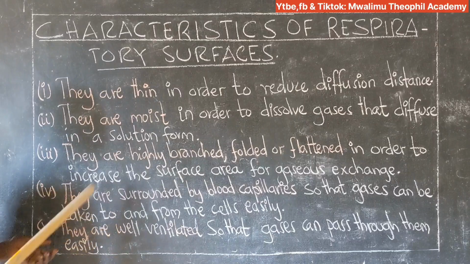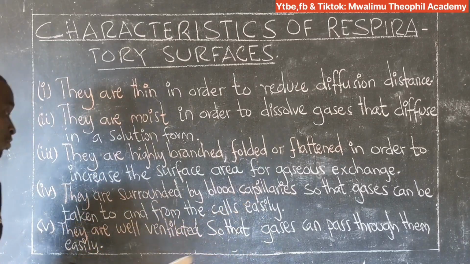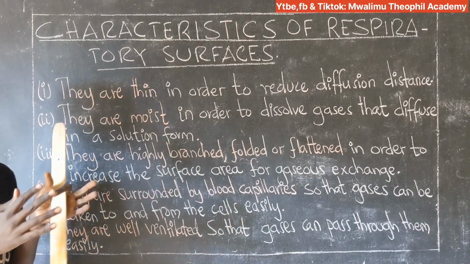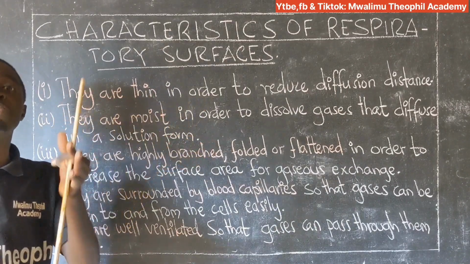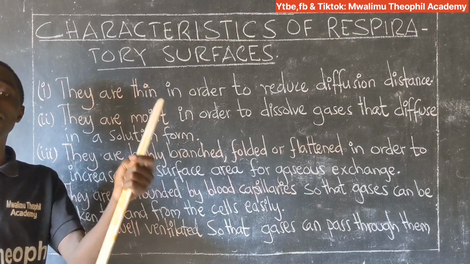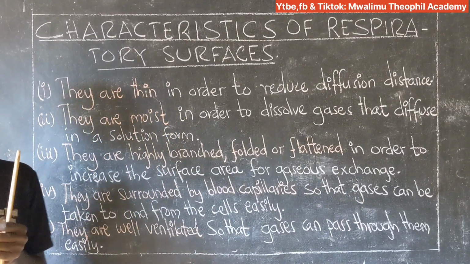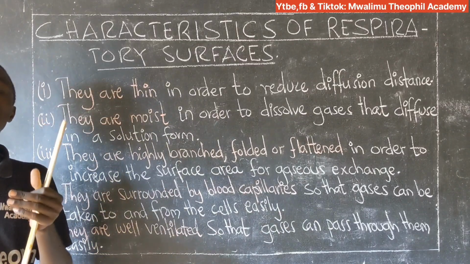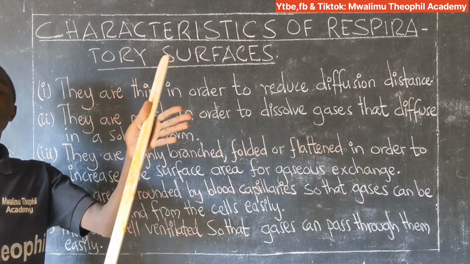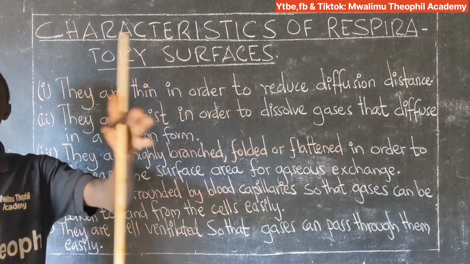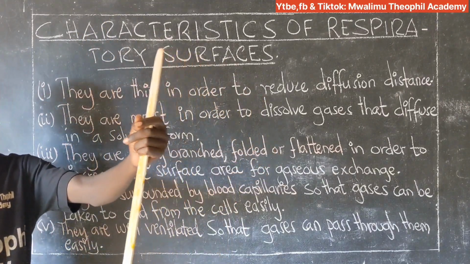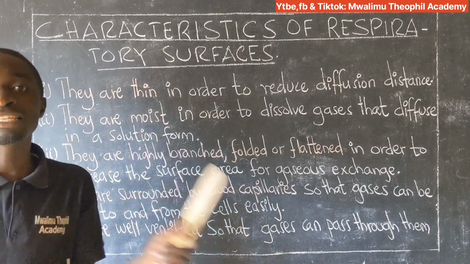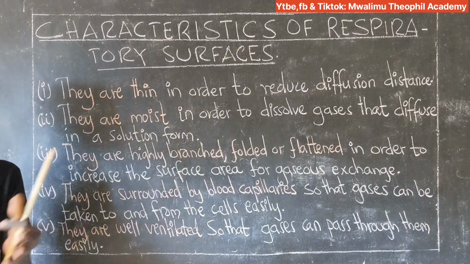Feature number five is that they are well ventilated so that gases can pass through them easily. Being well ventilated means that you find these respiratory surfaces are well exposed to the environment so that these gases can get in easily. For example, mammals have lungs. These lungs have a tracheal system that takes the air, this oxygen, from the environment, and when we inhale that air, the lungs get the particular gas easily. So we say that it is well ventilated.